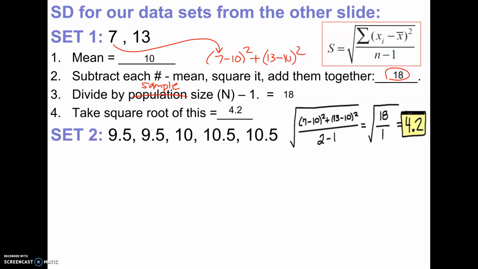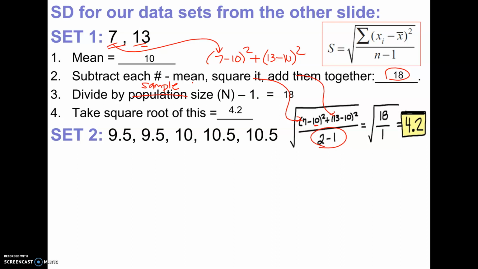So let me show you. This is all the work put together. So I have our mean was 10. I took each of my numbers minus the mean. I added that together. And then I took the sample size. There are 2 numbers in my sample, minus 1. And then I take the square root of the whole thing, and I got 4.2.